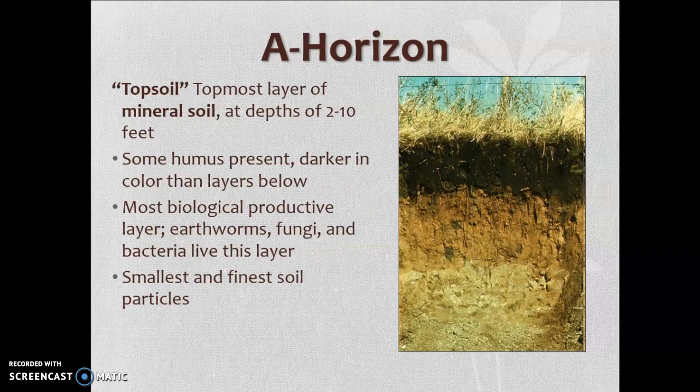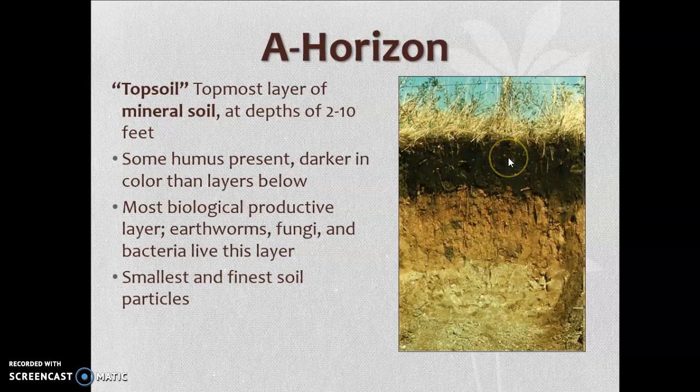Then we have the A horizon, which is the topsoil. This is the topmost layer of mineral soil, so that's still considered to be soil, between 2 and 10 feet. Some of the humus is still present. It tends to be darker than the colors below it.